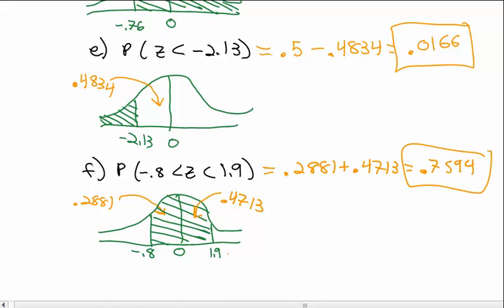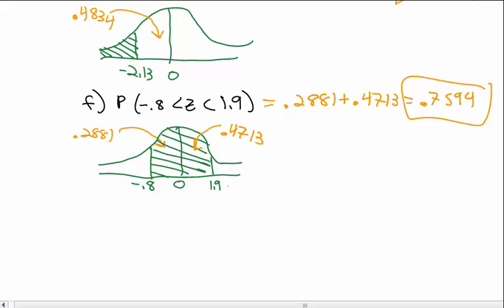I want you to notice that as I did each of these, each one was slightly different. Sometimes we added the probabilities, sometimes we subtracted the probabilities, sometimes we did 0.5 plus the probability, sometimes we did 0.5 minus the probability. There's lots of ways to get to the answer depending on the question that's being asked. This is why I strongly encourage you to always draw the picture of the normal curve, shade the area that you are interested in, and then figure out, do we add, do we subtract, do we need 0.5, do we not, and then work your way to the solution from there.